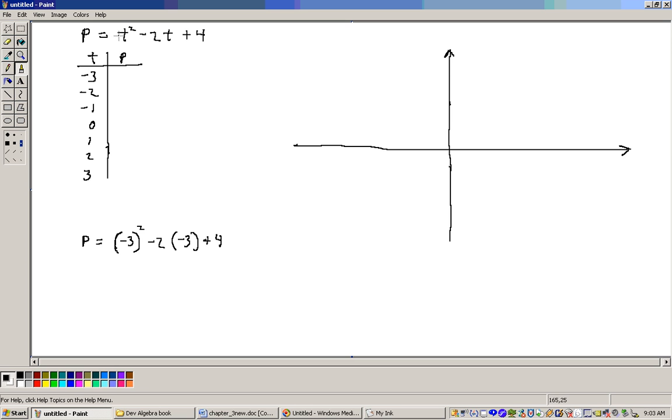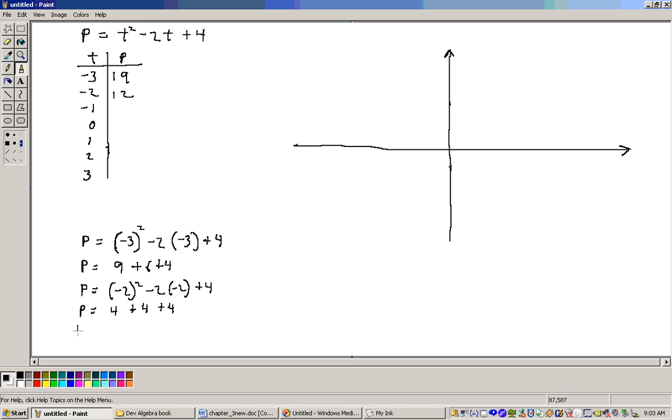So let me substitute negative 3 in for t, so that would be negative 3 squared minus 2 times negative 3 plus 4. If I work this out, I get, well, that would be 9. 2 times negative 3 is negative 6, and a negative of that makes plus 6 plus 4. So that would be 19 right there. If I substitute in negative 2 into it, that would be negative 2 squared minus 2 times a negative 2 plus 4. And if I work that out, I'll get, well, this is 4, this is another plus 4, plus another 4 right here at the end, so that would be 12.